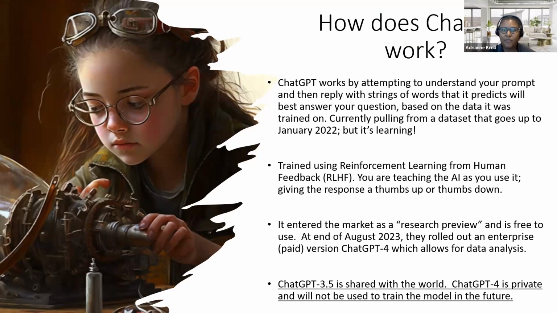So 3.5, just keep in mind, is shared with the world. Whatever you put into it, anybody in the world has access to it. GPT-4 is said by OpenAI to be private and will not be used in the future to train the model. I've not verified that, I'm not sure, but according to the company, GPT-4 is private. So if you have things that you want to enter that are more proprietary, you have concerns about that, then I would tell you to lean more towards just paying for the paid version.